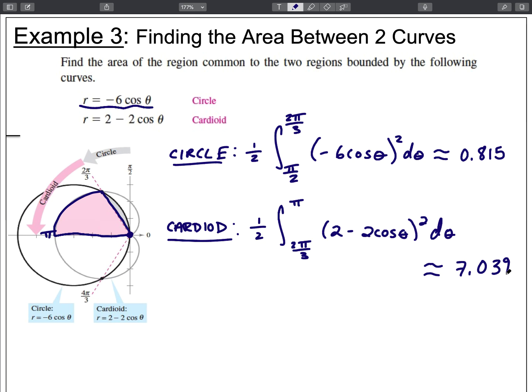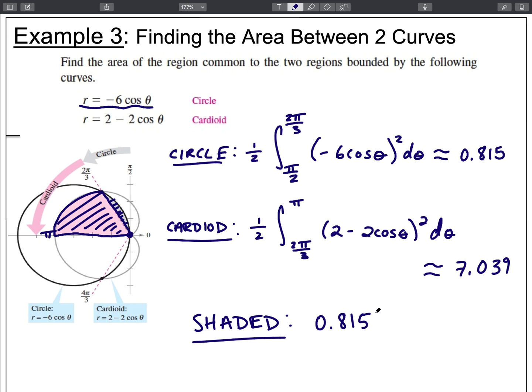So then how about the entire shaded region? Well, the entire shaded region would be like saying take this region that's in pink, and then we can add it to this little sliver of gray. So in this case, if we were going to do shaded entirely, not just the shaded pink, but shaded in general, we can say take the 0.815 and then add it to 7.039. And then in your calculator, we're looking for an answer like 7.854.